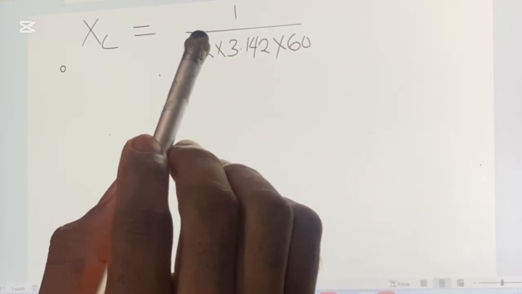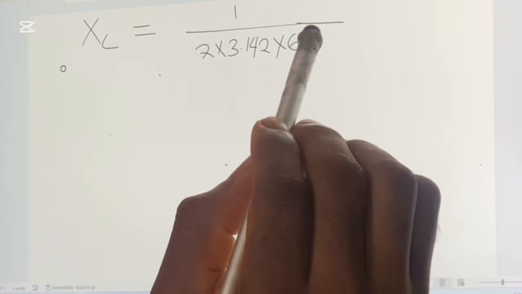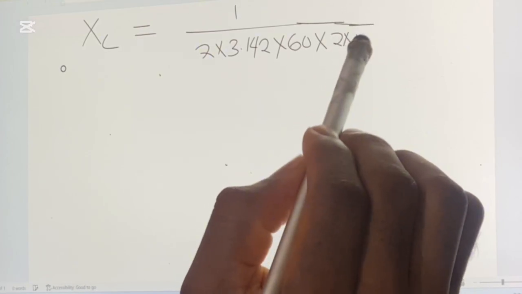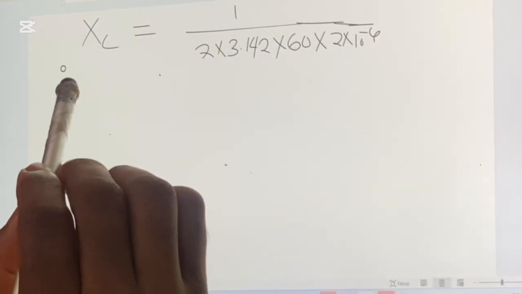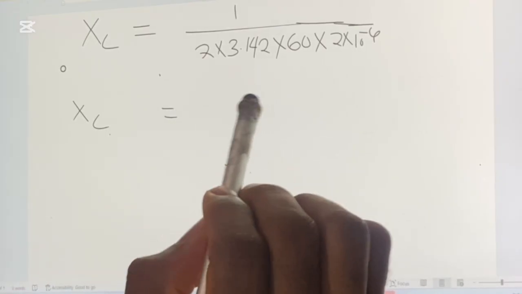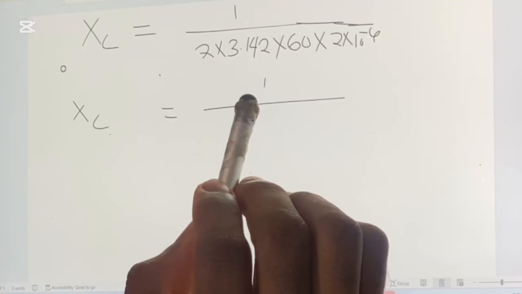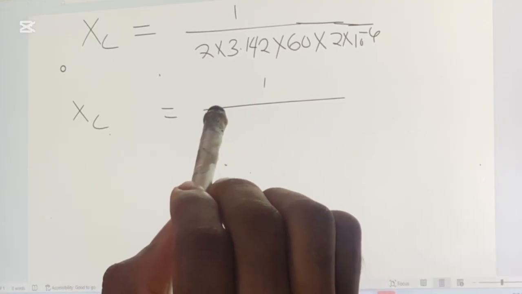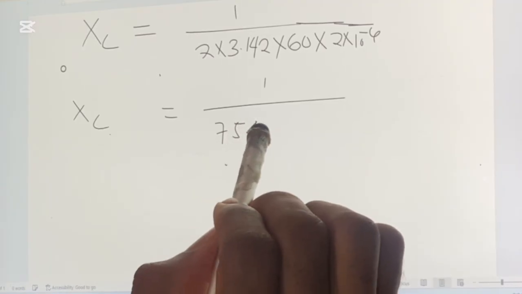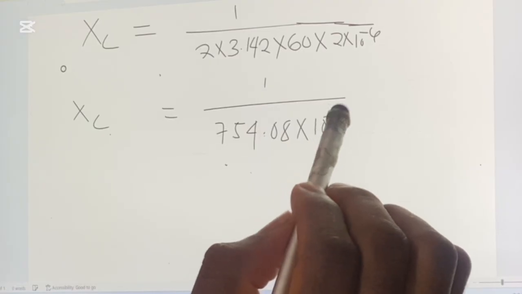So when you punch your calculator, multiply by 2 times 10 raised to the power minus 6. When you punch your calculator, our capacitive reactance will be equal to 1 over 754.08 times 10 raised to the power of minus 6.